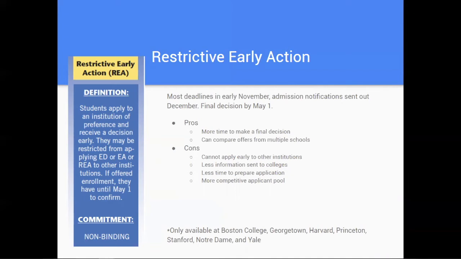Each of these institutions has its own requirements and its own restrictions, and it is the student's responsibility to keep those restrictions straight. For example, for Harvard, you may apply REA to just Harvard, but not any other private schools. However, you can apply early to public schools.